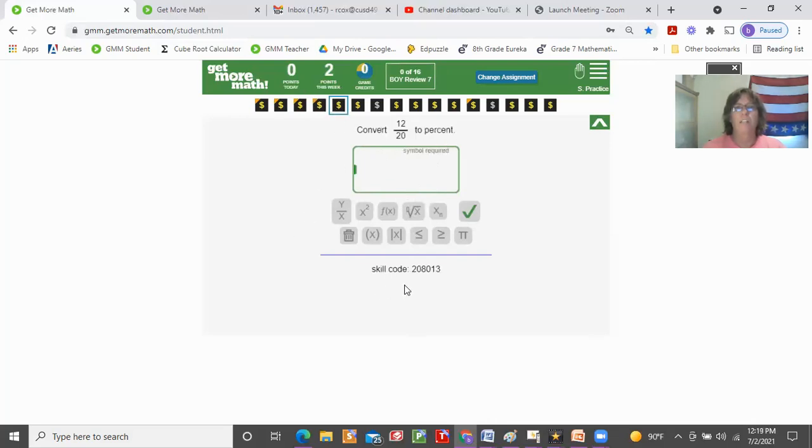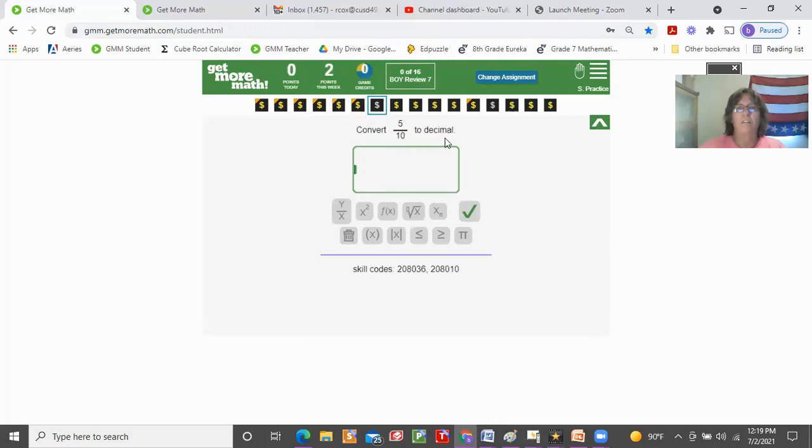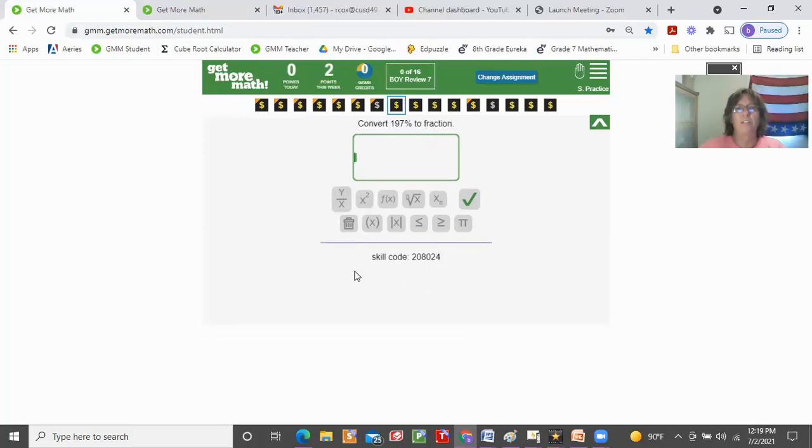Converting this to a percent, 208013. And I do teach them some different strategies to do this. The next one's convert the percent to a fraction, 208023. Convert this fraction to a decimal, and this is a condensed skill, so this has a couple of different skills in it, 208036 and 208101. Converting this percentage to a fraction, 208024.